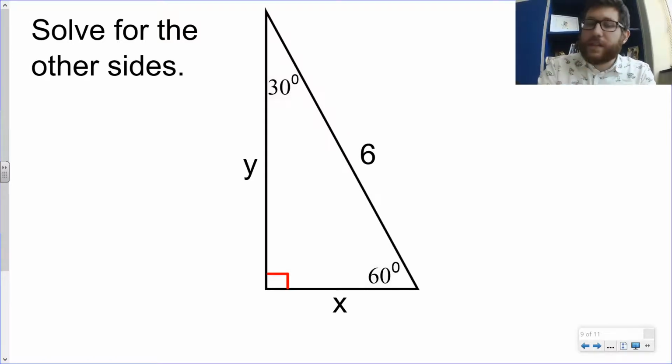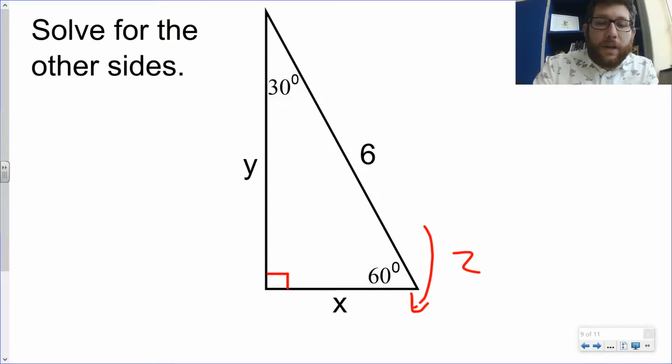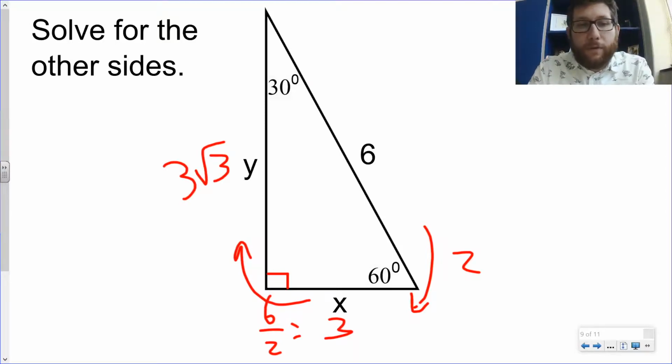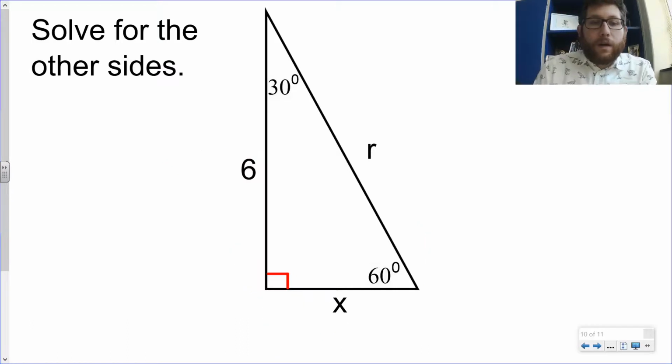Okay, what if I put the 6 on my hypotenuse? What am I going to do? Well, again, the first thing I'm going to do is solve from my shortest side. And instead of multiplying by 2, I'm going to divide by 2. So 6 divided by 2 gets me 3. So x is equal to 3. And then this becomes 3 root 3. I'm going to multiply by root 3. Let's look at another one here.